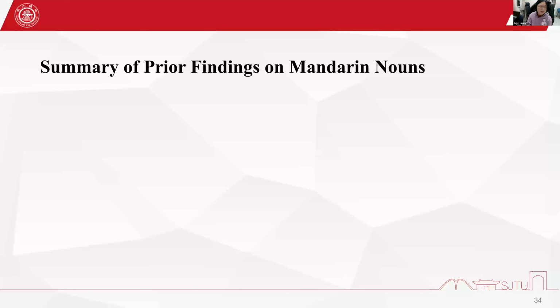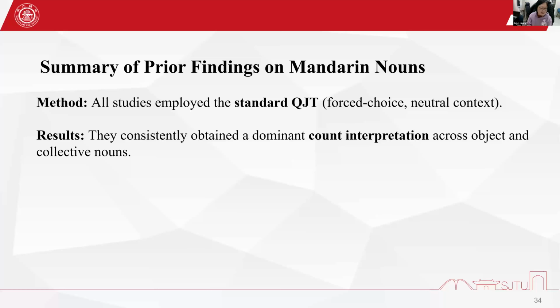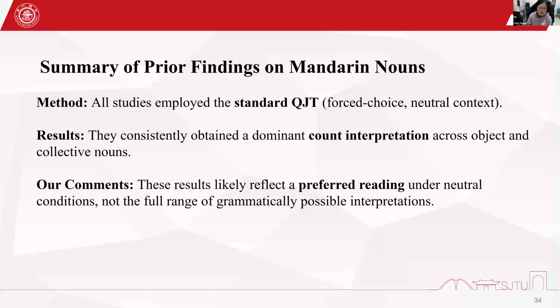Okay. So let me summarize the prior findings on Mandarin nouns. They all use the standard quantity judgment task, which is forced choice in neutral context. And the result is very consistent. They all obtained the dominant count interpretation across object nouns and collective nouns. So our comment is that this result very likely only reflects the preferred reading under neutral conditions, not the full range of grammatically possible interpretations, because of the limitation of the task.